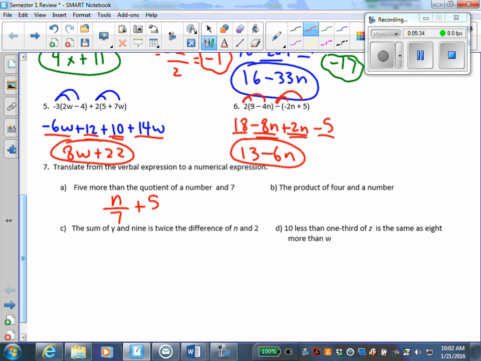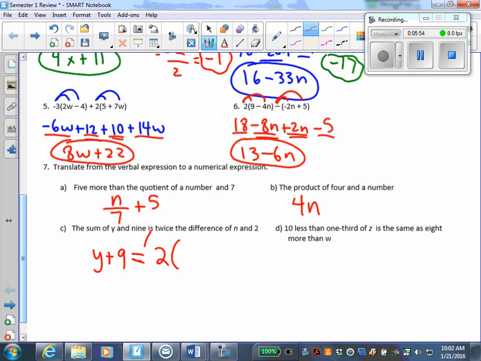Product of 4 and a number, product means multiply. I'm going to do 4 times the number, I'm going to just call it n. You could call it x, call it whatever letter you want. The sum of y and 9, that means y plus 9, is means equals. The sum of y and 9 is twice, that means multiplying by 2, the difference of n and 2.